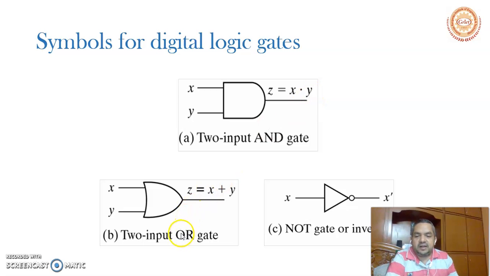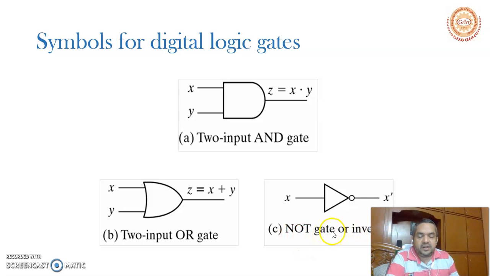Now this is another circuit called a 2 input OR gate. Inputs are x and y, output z is equal to x plus y, or I will call it x or y. If you take one, this is the symbol for an inverter. If I give x, the output is x bar. This can be called an inverter, or a complement circuit, or a NOT gate. Normal wording is NOT gate or inverter.